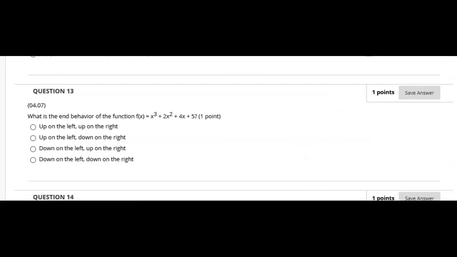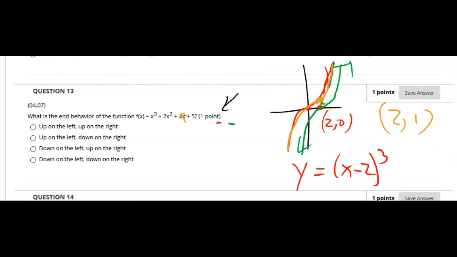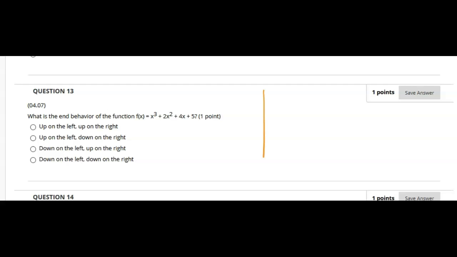Another thing I want to talk about in this recording is the end behavior. Same idea, you have to know the parent function. So this is the x cubed function. We know it's going to be like this. On the right side it is going to go up to infinity, and on the left side it's going to go down. So down on the left and up on the right. That's how those functions behave.